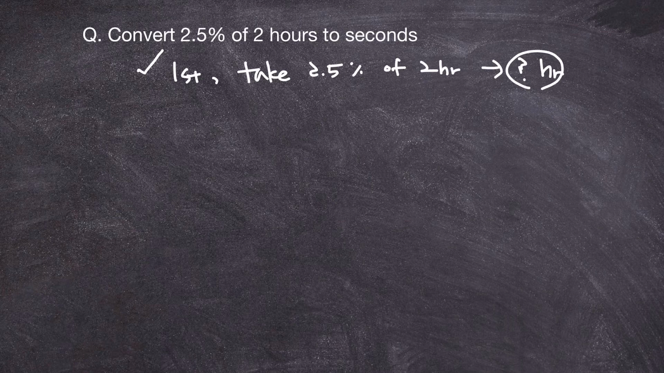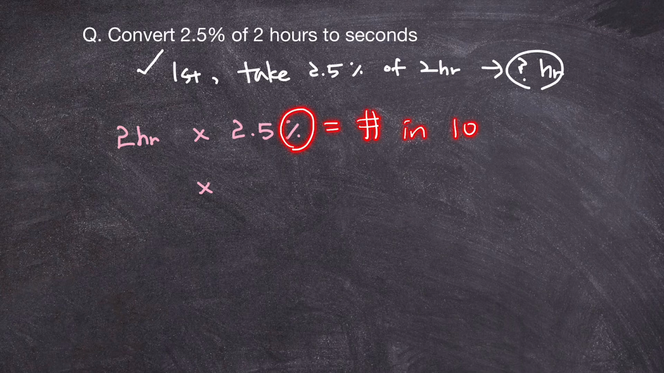Let's take 2.5% of 2 hours. Now what I am going to do is write down the original amount of time, which is 2 hours, and then multiply 2.5% to that. Now that's the same thing as multiplying, since percent is equal to a number in 100.